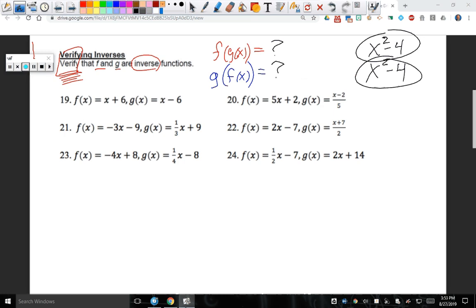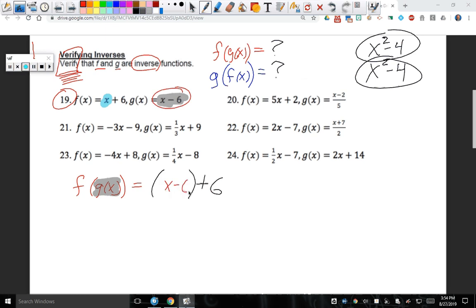Okay? Let's do an example, maybe two. I'll let you choose. Which of these do you want to do? Number 19. Here we go. Let's do f of g of x. I'm taking this right here and I'm plugging it into f. Okay? So let's build this function. I have parentheses plus 6 and we're plugging this right here. What do we get? We get x.